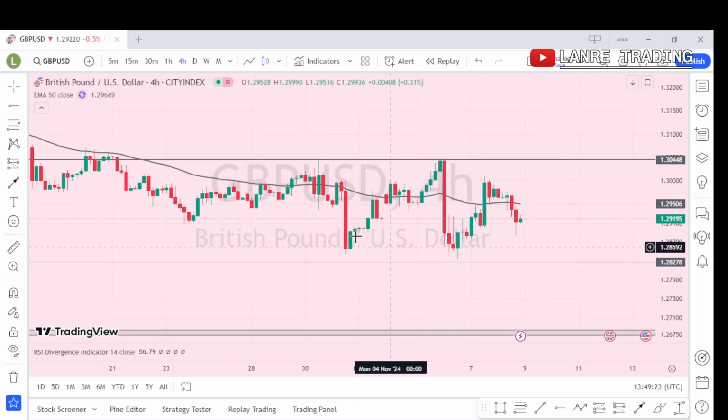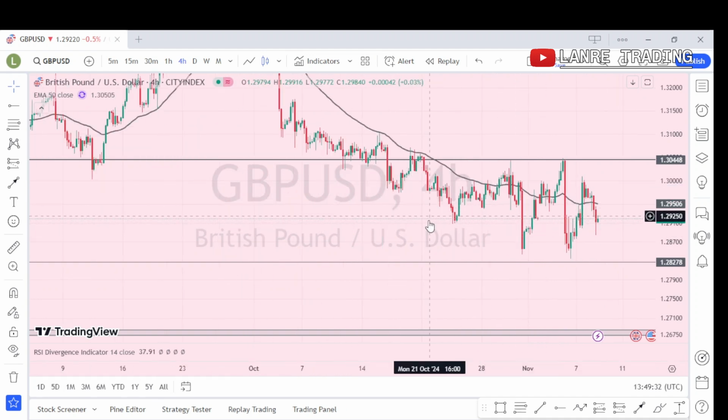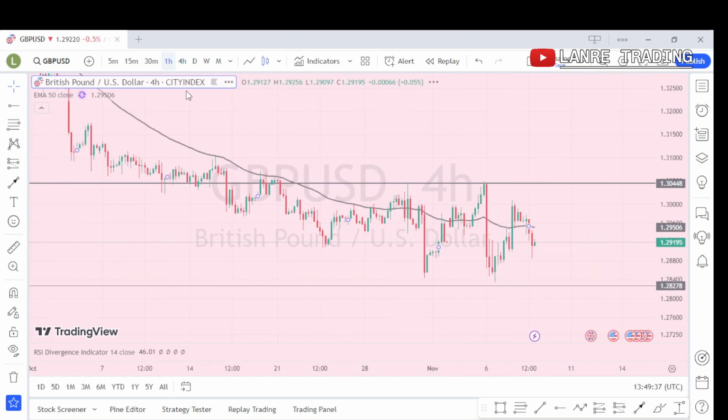On the 4 hour time frame, looking at the moving average and the price action right about here, it looks like price is in a range at this level, because I can basically say price is currently resting at this level. Okay, so let me scale down to the 1 hour time frame.